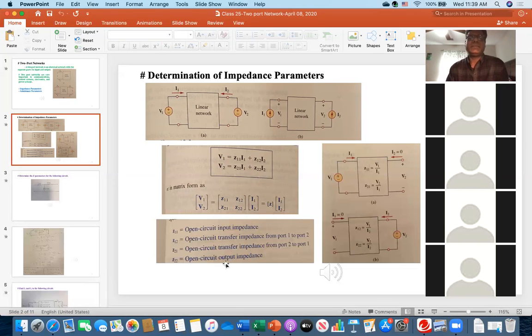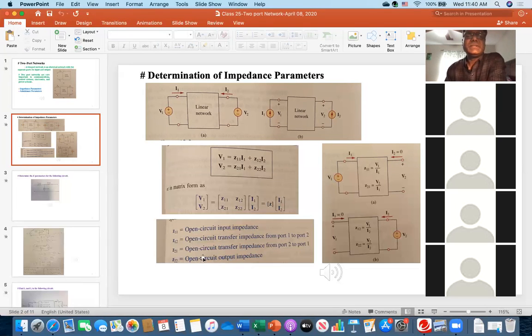Now you see here I have shown the definition. What does Z11 stand for? Z11 is called open circuit input impedance. So I am coming to that point. Z12 is open circuit transfer impedance from port 1 to port 2, because there is the symbol Z12, so that's why from port 1 to port 2, and that is the transfer impedance. Similarly, Z21 is open circuit transfer impedance from port 2 to port 1, and Z22 is open circuit output impedance.